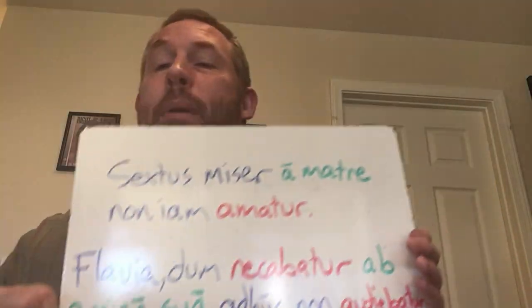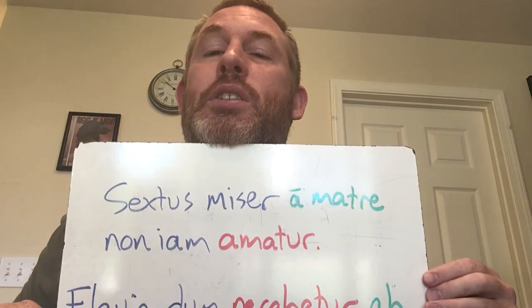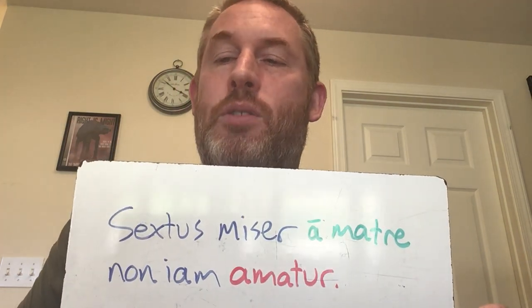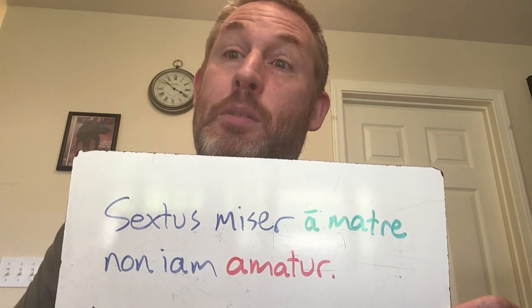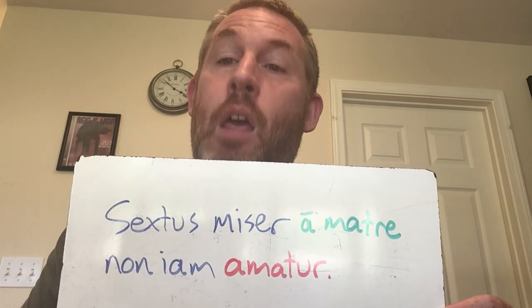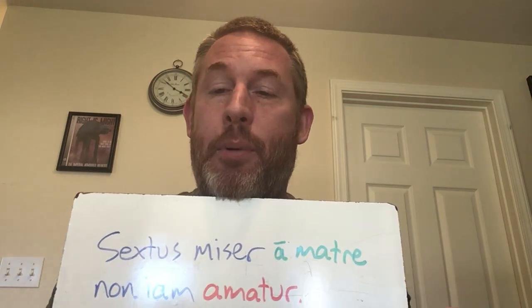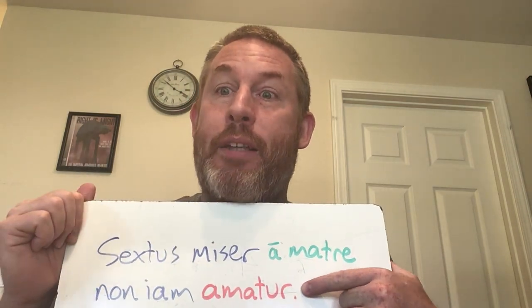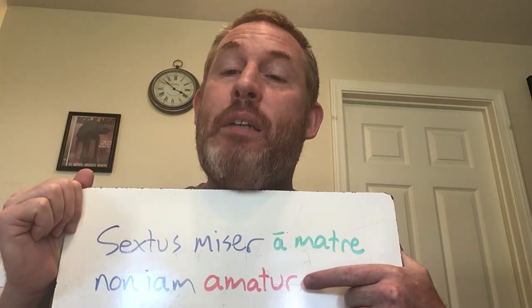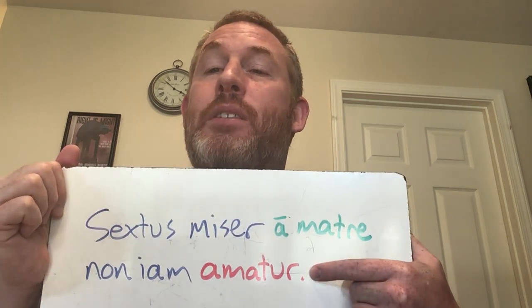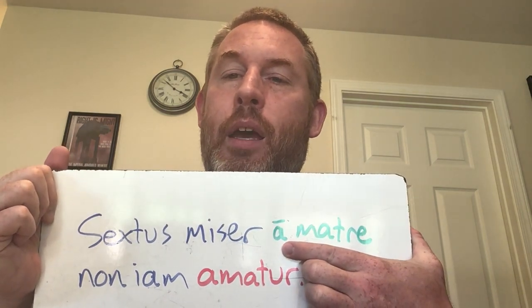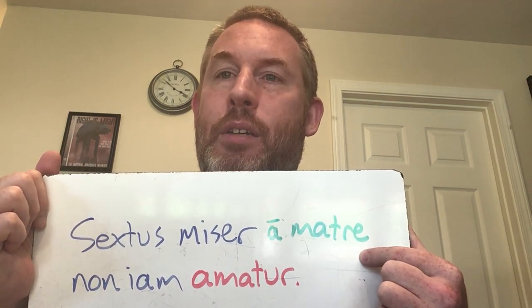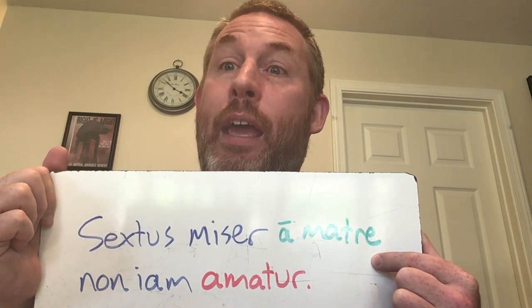Now, here's a few sentences that should help you understand it a little bit better. So the first one, Sextus miser a matre non iam amatur. Poor Sextus is no longer loved by his mother. And what I'd like to highlight here is a couple things. One, amatur, I put in red so that you'd see that we're using a passive. But anytime you have a passive, if you want to say who did that passive, it needs to be by them. You're going to use a or ab, okay? And then in the ablative, and that's called the ablative of agent.